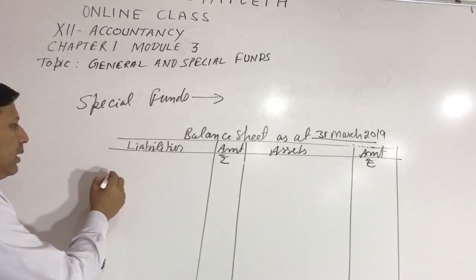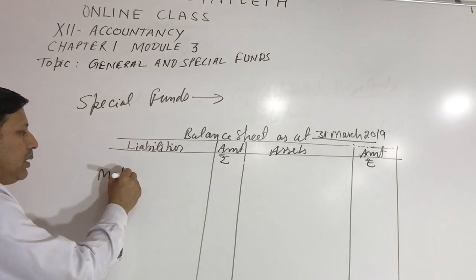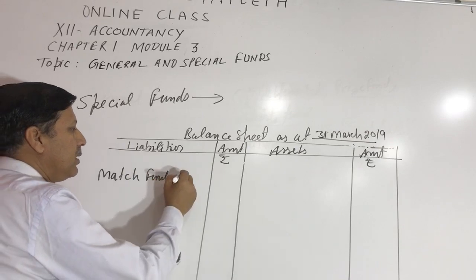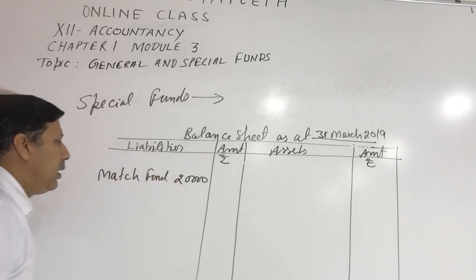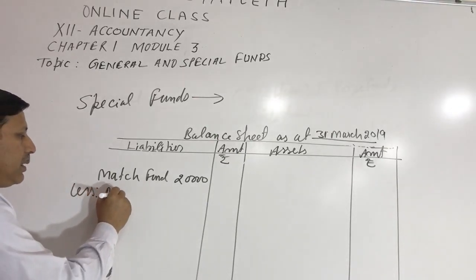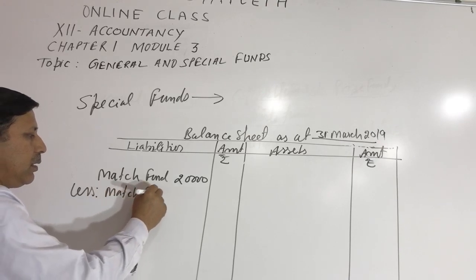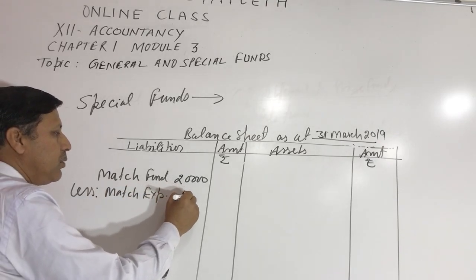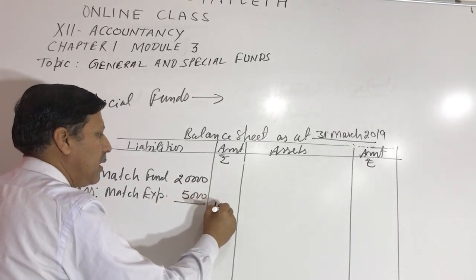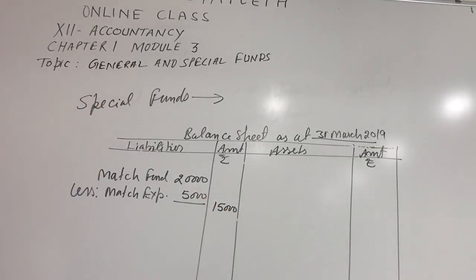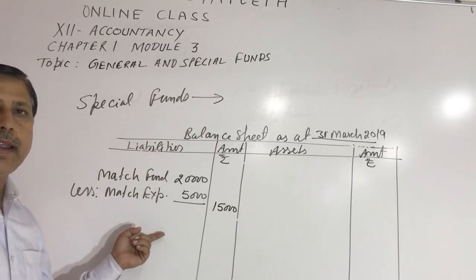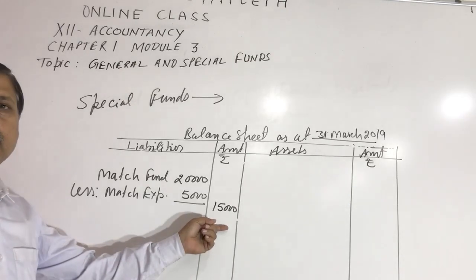Here we write match fund. For example, match fund is 20,000, and if there is a match expense of 5,000, we deduct it here, and this is the 15,000 amount. It is a special, specific purpose fund, and it will be shown on the liability side, maintaining the positive balance on the liability side.